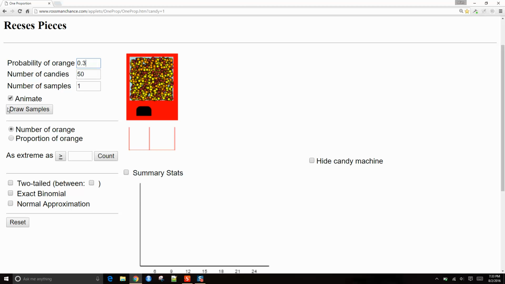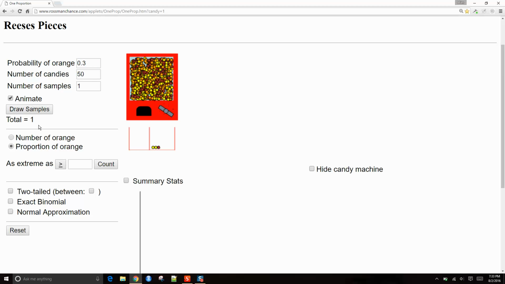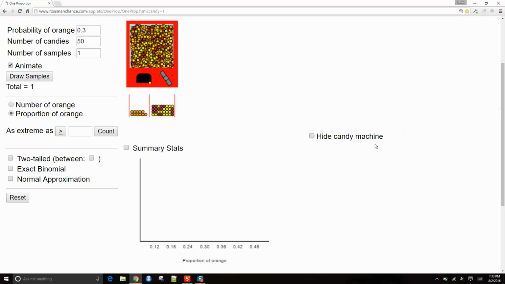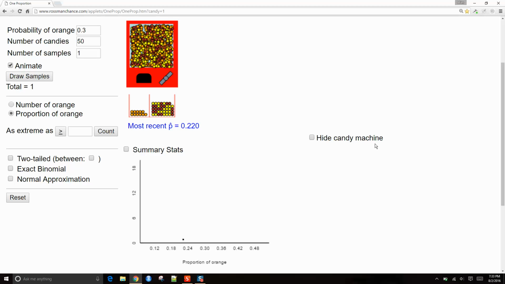All right, so I'm going to go ahead and draw a random sample here. So this is the machine spitting out pieces of candy. And so we count up how many orange pieces we have. We got 11 orange pieces, and that means our p hat is 0.22. 22% of this sample happen to be orange. We only got 11 orange pieces.